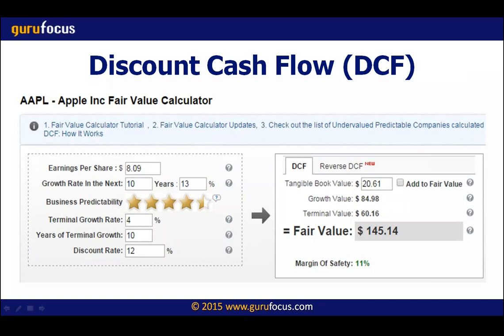A couple things to remember with this. One is garbage in, garbage out. Right? I mean, it's a fancy calculation. You can essentially tweak these numbers to make it look like a great buy or a terrible buy.